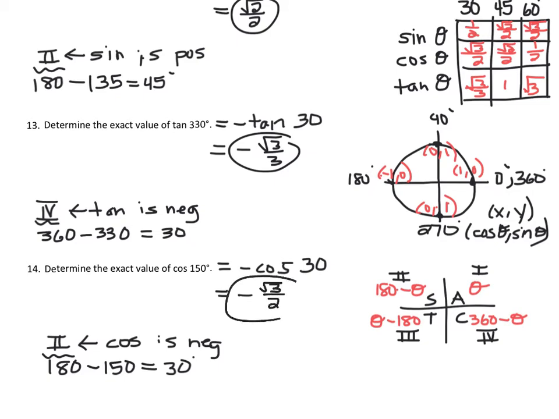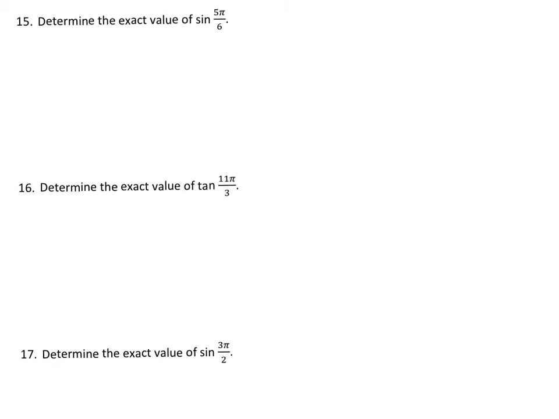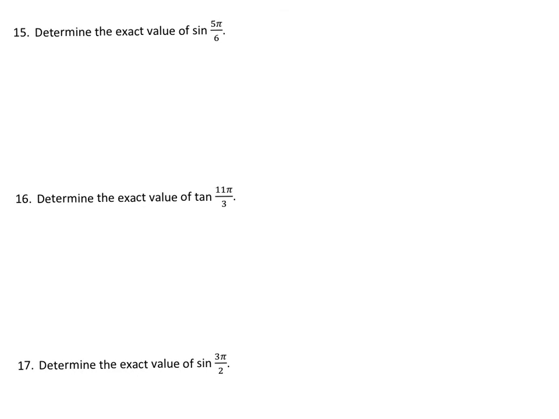Okay, and that is our answer. Okay, so in numbers 15 through 17, they also want us to determine the exact value. The only difference with these is these are in radians, so to change to degrees, which we want to do first, right, we're going to multiply by 180 over pi.